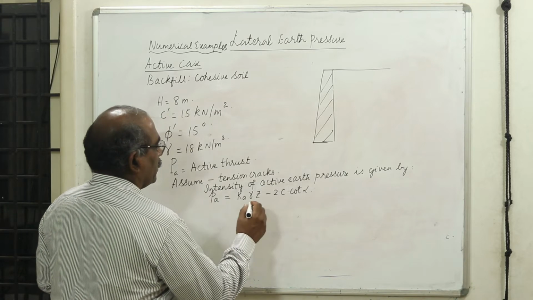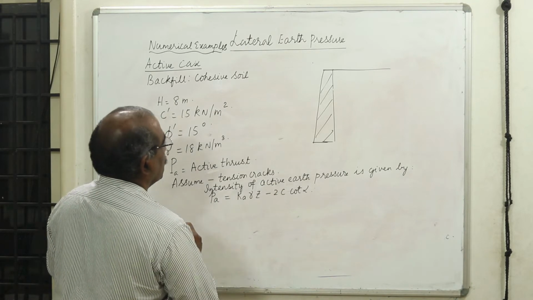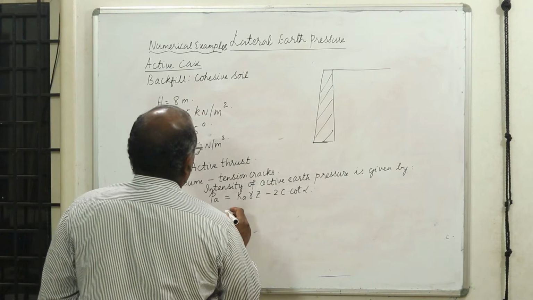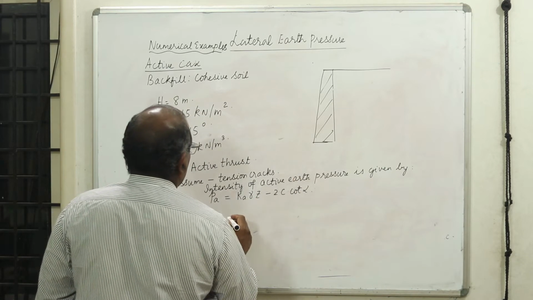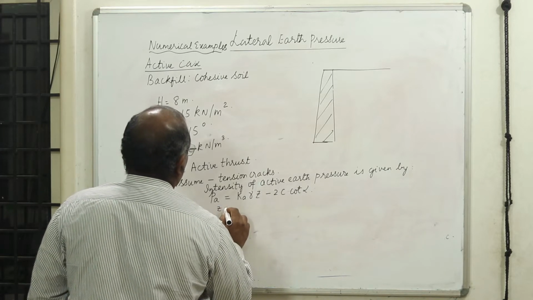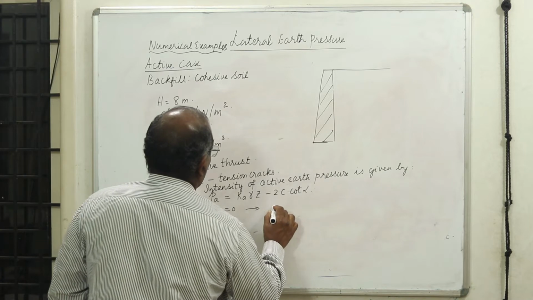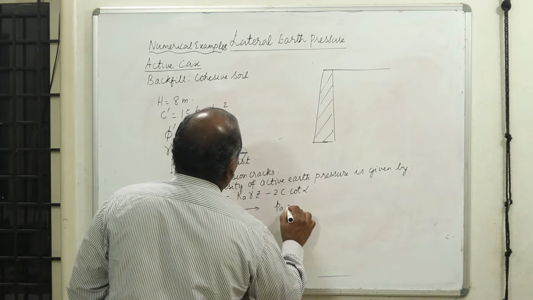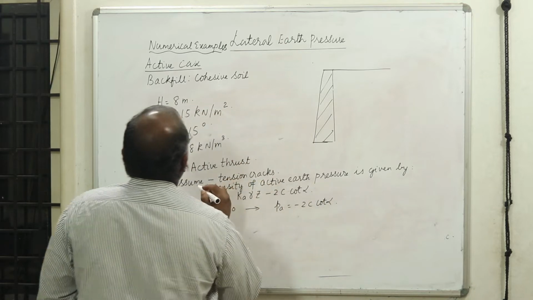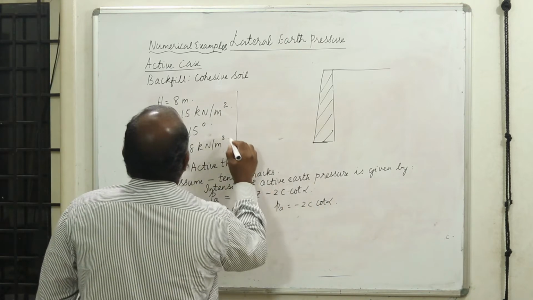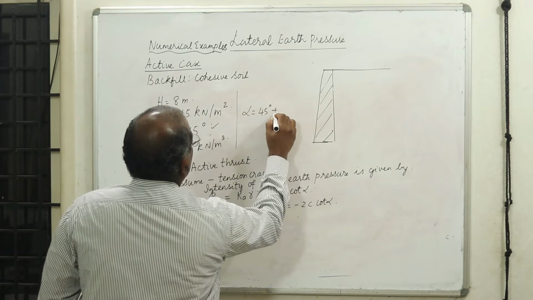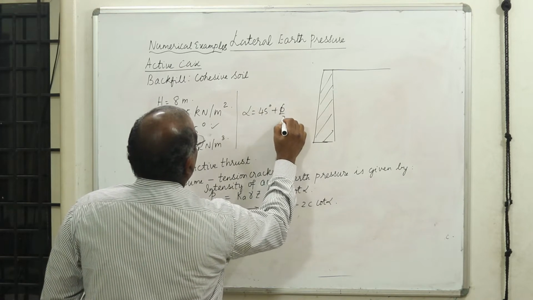The intensity of active pressure is given by this expression. Now, we need to find out, when Z is equal to 0, what is the pressure. When Z is equal to 0, what happens to this? You get PA equal to minus 2C cot alpha. What is alpha here? Because phi has been given, alpha is equal to 45 degrees plus phi by 2.